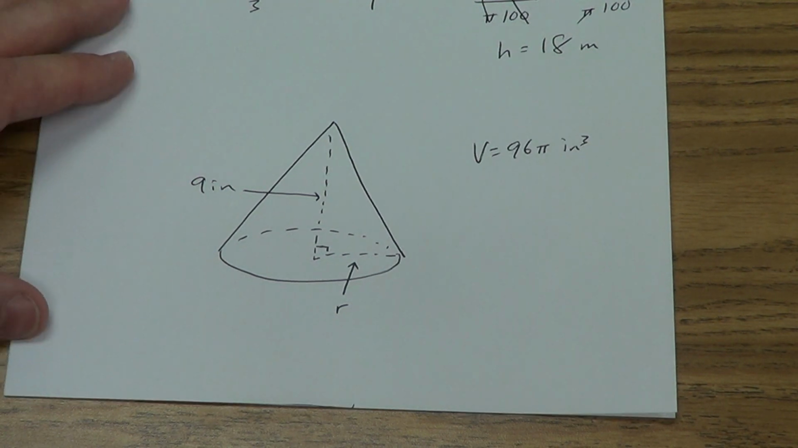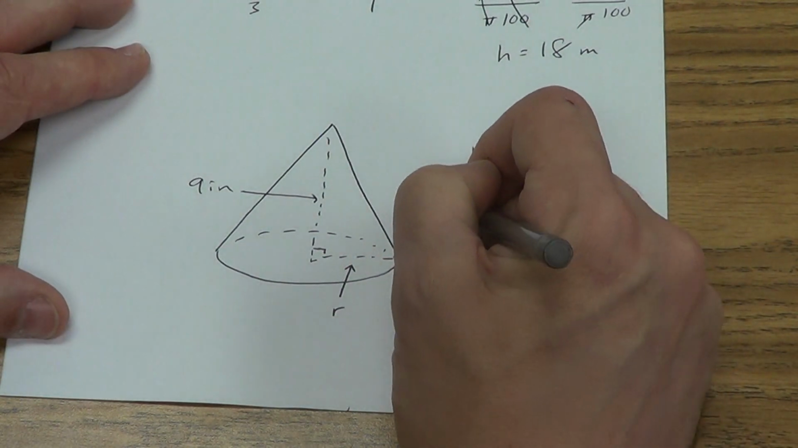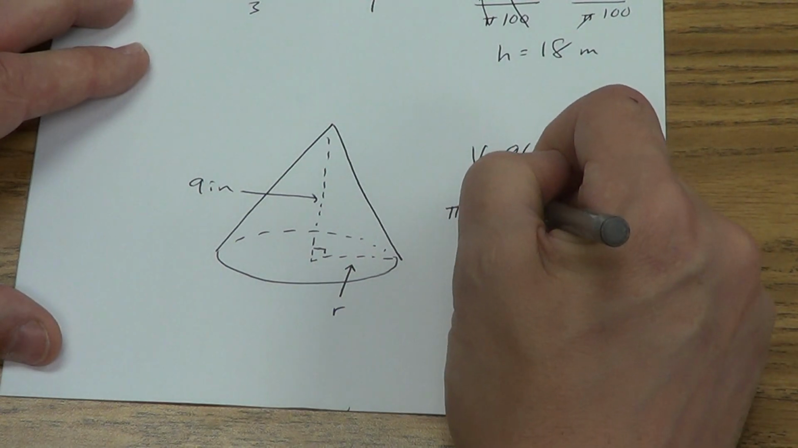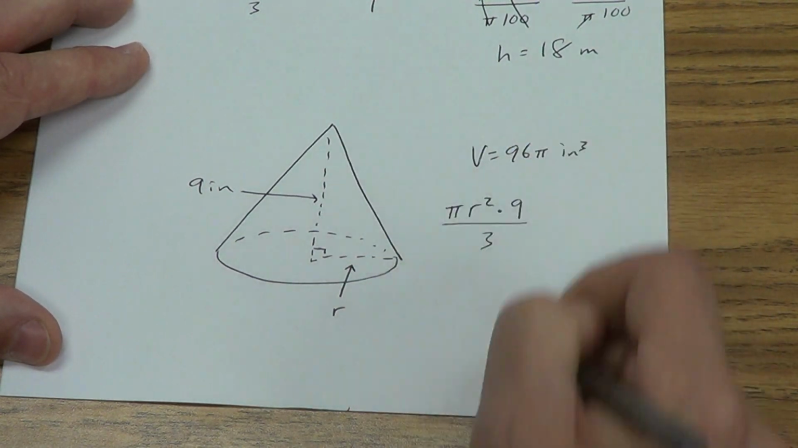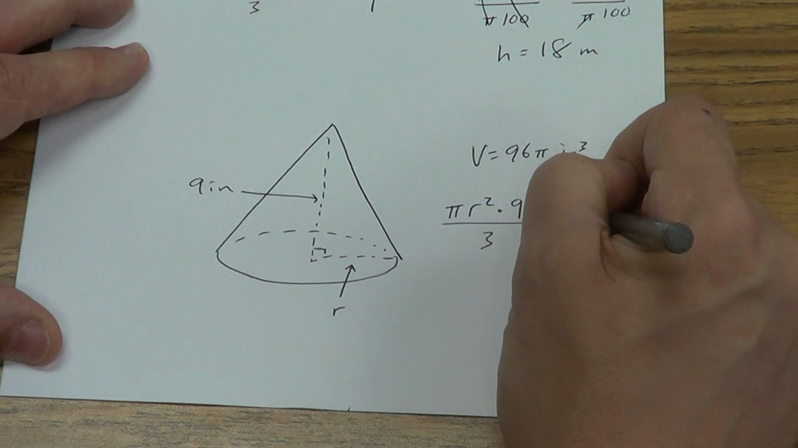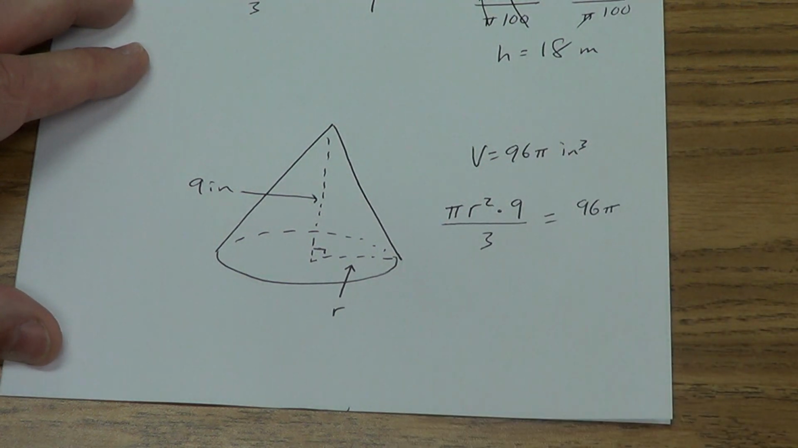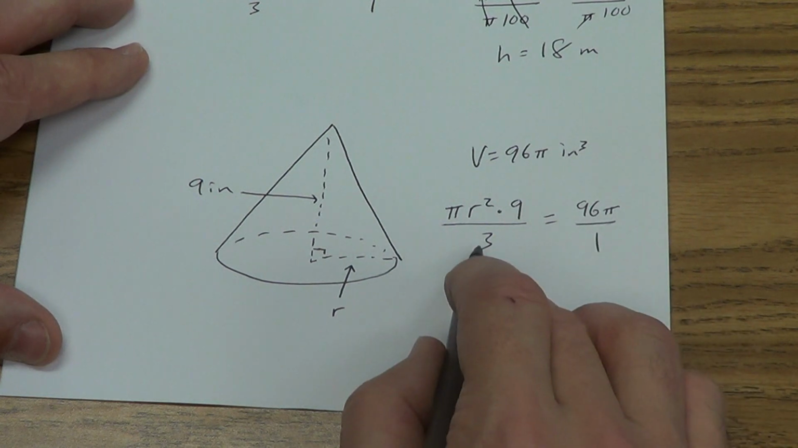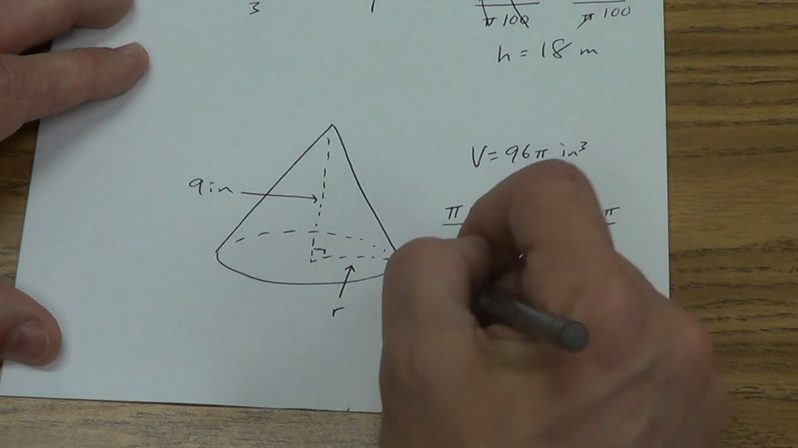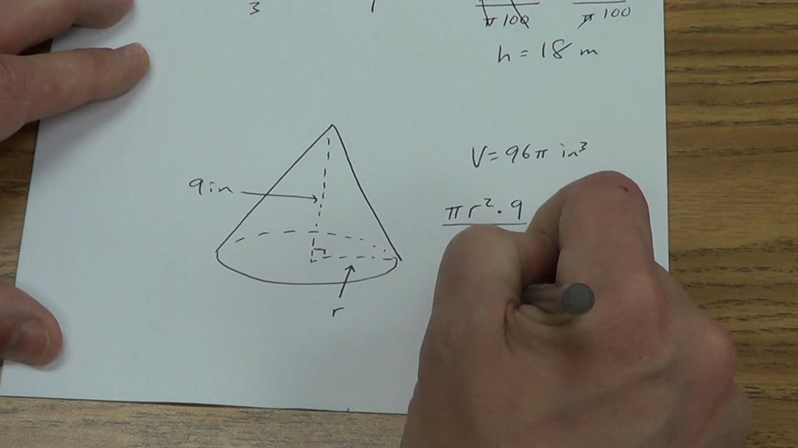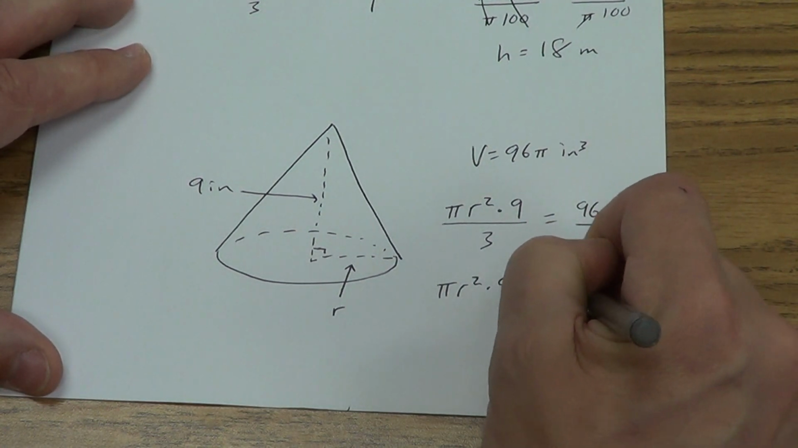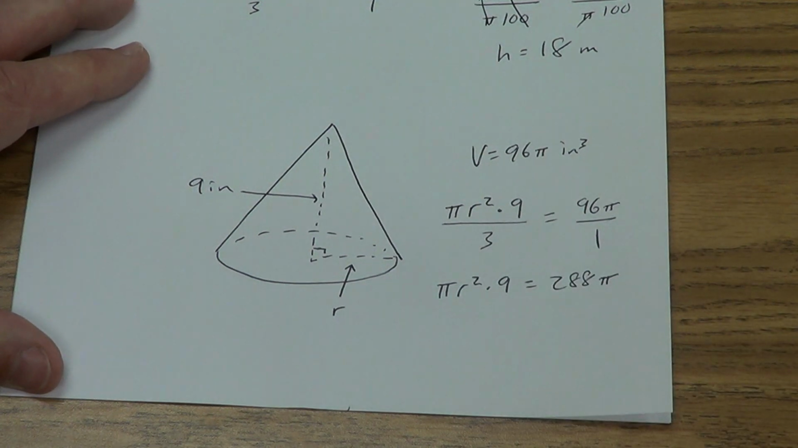All right, let's finish it up. So volume, remember, was pi r squared. We don't know the r, so just r squared times my height, which was 9, over 3 equals 96 pi, which, remember, I can put over 1. We cannot reduce across an equal sign. We have to cross multiply. So I get pi r squared times 9. Multiplying that by 1 didn't change anything. 96 times 3 is 288 pi.